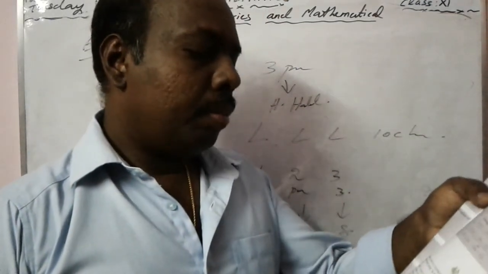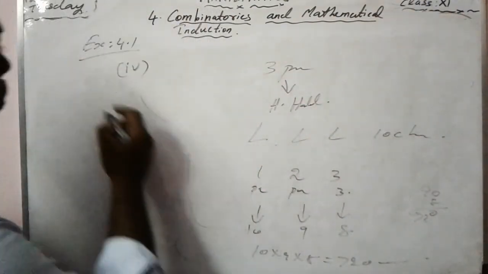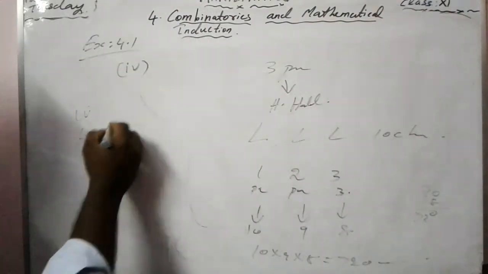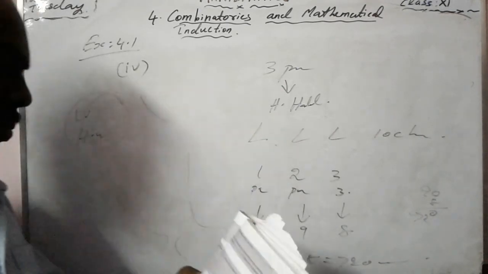So the fifth part, you try to do as homework, okay? Fifth part. At least one sum you just try. Right.